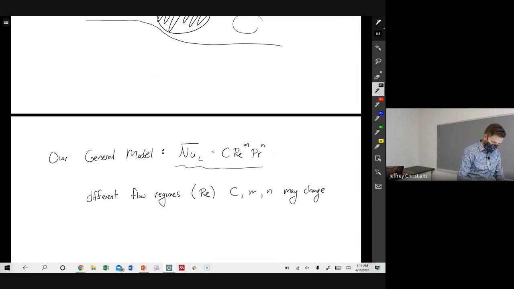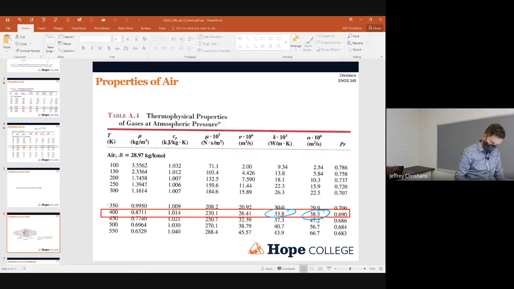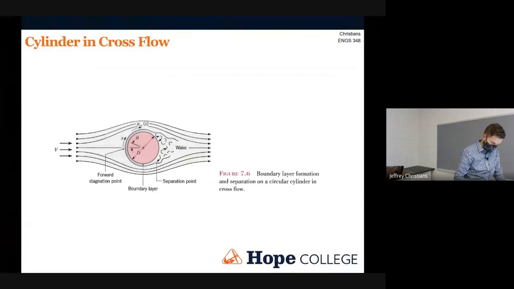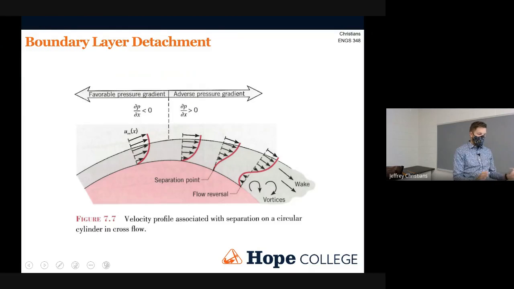Okay, so we typically get two separate parts of the boundary layer with a cylinder in cross flow. You end up getting what we call boundary layer separation. That's what's causing the wake behind the object. We're not going to go too much into this. If you want to know more about it, take a fluids class or be in a fluids class right now.